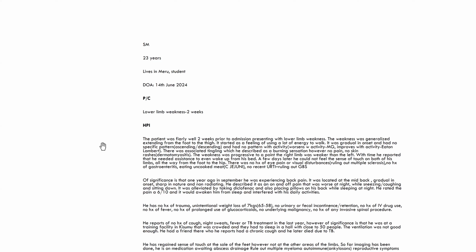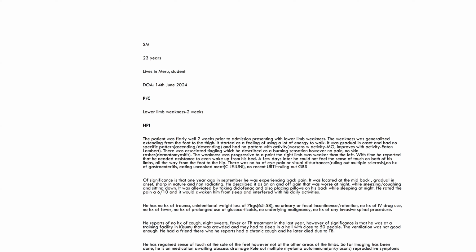SM, 23 years old, lived in Meru, a student, date of admission 14 June 2024. SM, a 23-year-old male who lives in Meru and is a student, was admitted on 14th of June 2024. The patient came in complaining of lower limb weakness for 2 weeks, the HPI. The patient was fairly well 2 weeks prior to admission, presenting with weakness. The weakness was generalized, extending from the foot to the thigh. It started as a feeling of using a lot of energy to walk. It was gradual in onset and had no pattern with activity.